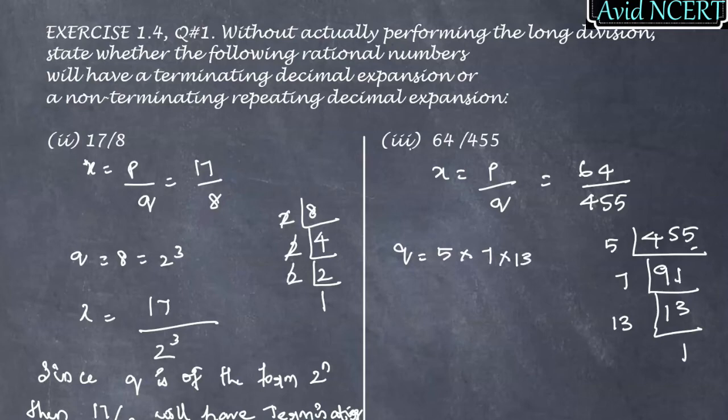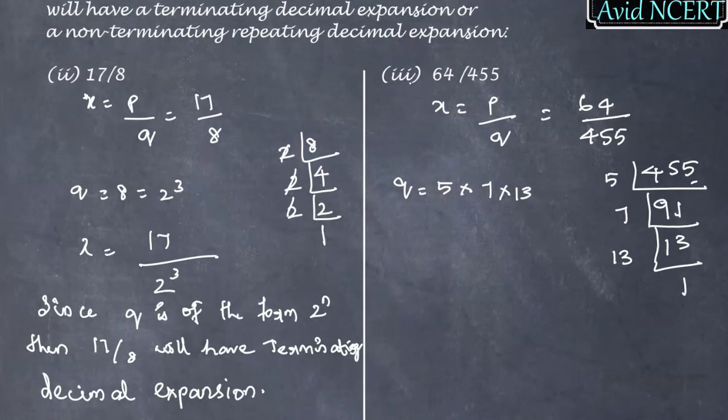And we have some other factors like 7 and 13. So this is a non-terminating repeating decimal expansion. You have to conclude this type of sum like this.